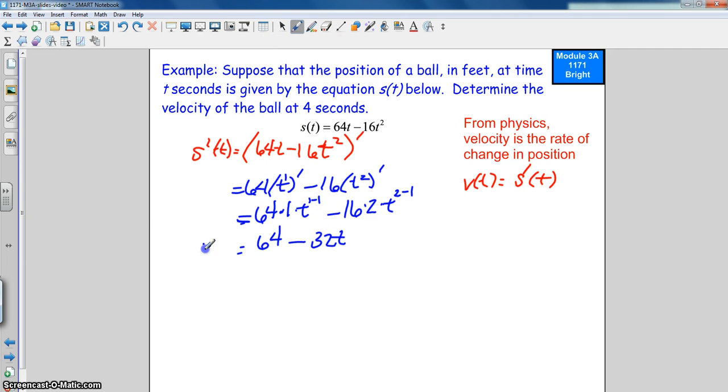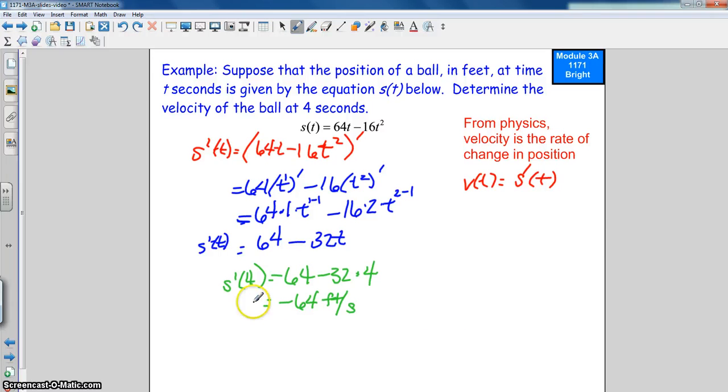Alright, so this is the general equation for s prime of t. So this is, again, the velocity at time t, and if I want to know at 4 seconds, I can just compute s prime of 4, and this is going to be 64 minus 32 times 4, and I believe, after you do the computation, that it is minus 64. So this just means that the velocity is decreasing at 64 feet per second. So it's slowing down in essence at 4 seconds.